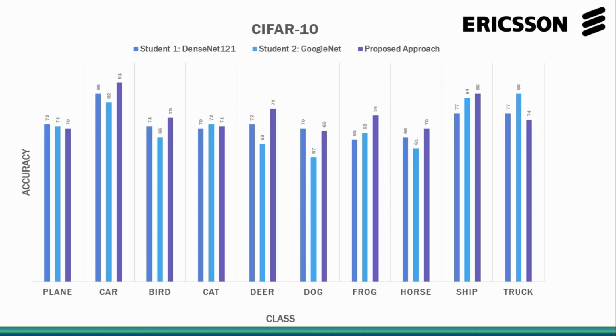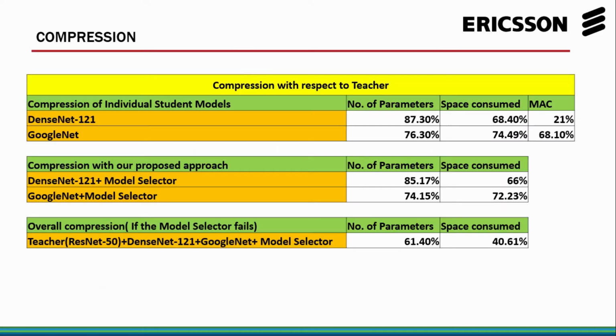So we see that we are not compromising anything on the accuracy. We are able to achieve a maximum accuracy of 91% using the proposed approach, and an average accuracy of around 80%, and at the same time we are compressing the network to a great deal.